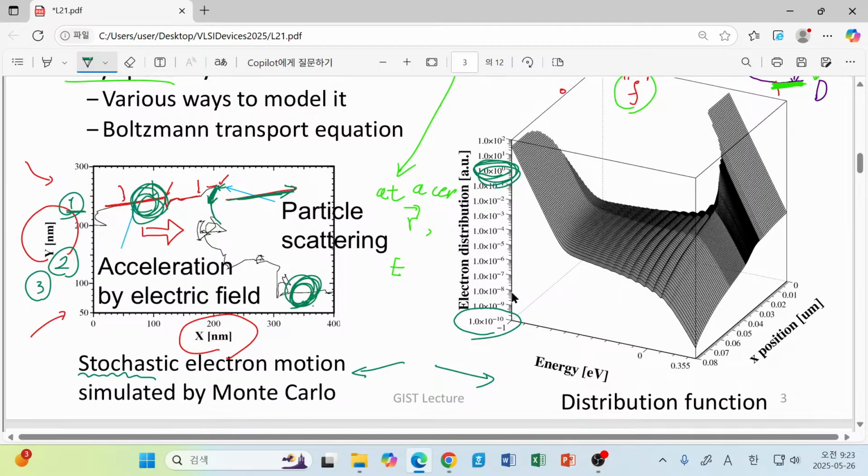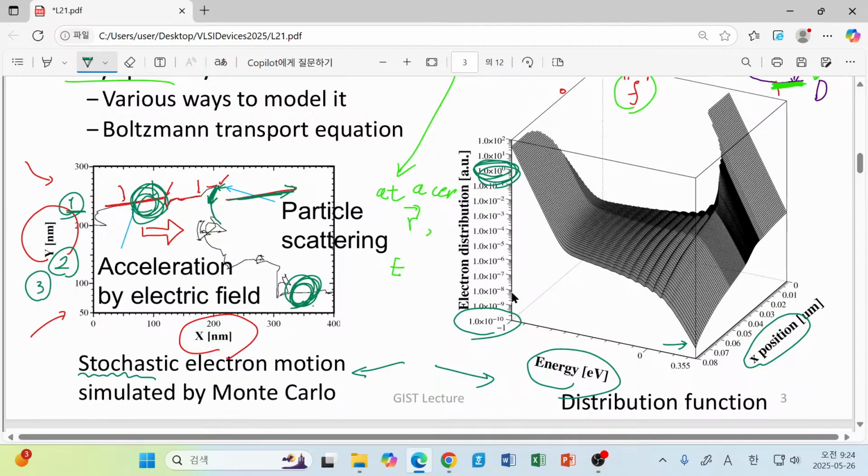So please have a look at this number. This corresponds to 10 to the minus 10. So there is just a 0.1 billionth probability to be occupied by an electron. So lowly populated, for example. This is almost empty, and this part is almost fully occupied. And here we have position and energy.